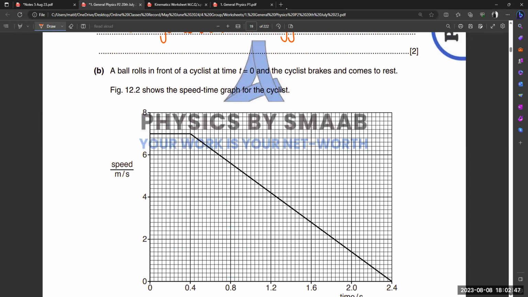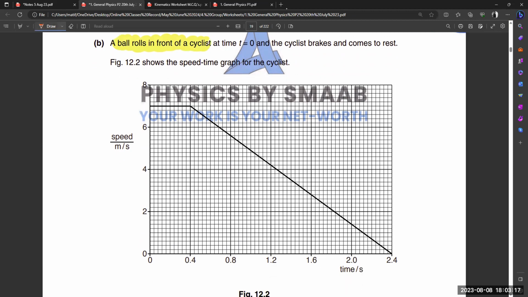Okay, so in this question, there is a situation in which a ball rolls in front of a cyclist at time t equals 0, and then suddenly the cyclist applies the brake and comes to rest. Just like that, someone is crossing the road and we suddenly apply the brake. So that is the situation, and the graph of the whole situation is in the next diagram, figure 12.2. Now let's first see what they are asking in the question, then we try to answer it.